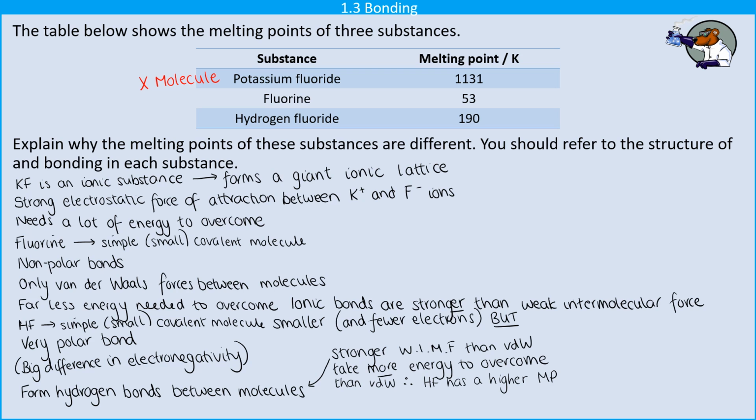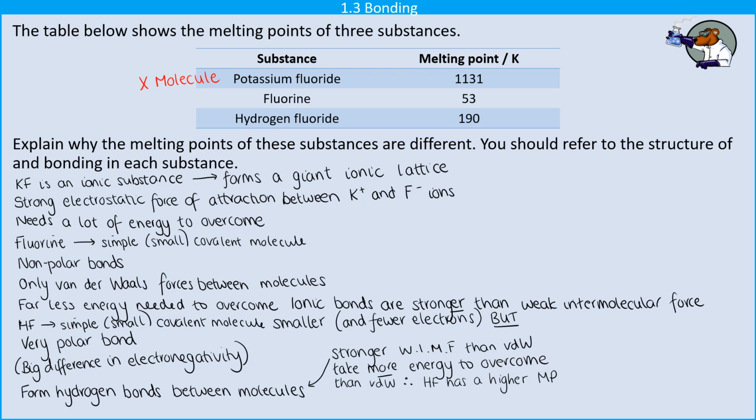This type of question would be an extended response 6-mark question. So to get up to level 3, we need to make sure that we're covering all aspects of the question, and they're going to sort of artificially make sure that there are 3 different areas that we need to cover. So here we need to be thinking about the structure of each substance, the bonding of each substance, and the melting point of each substance.